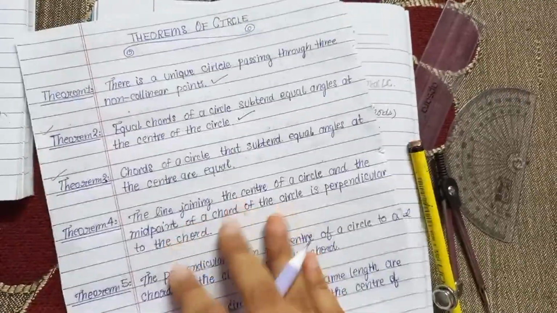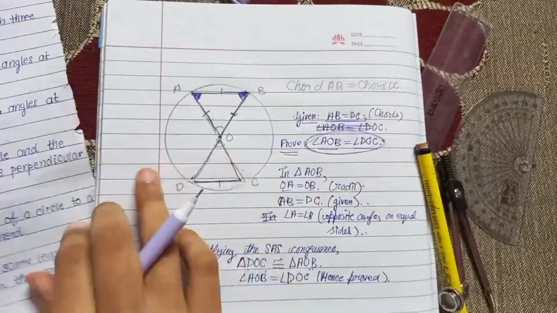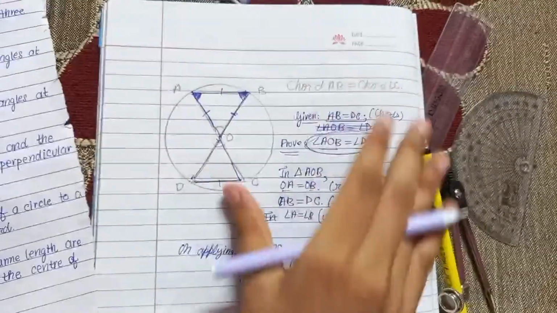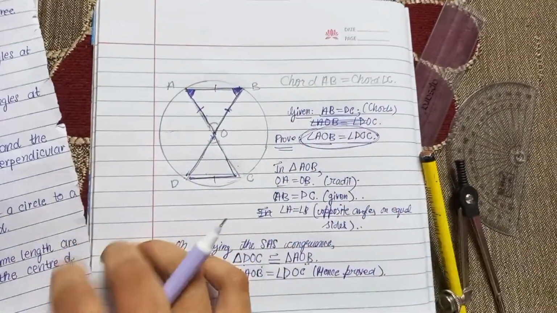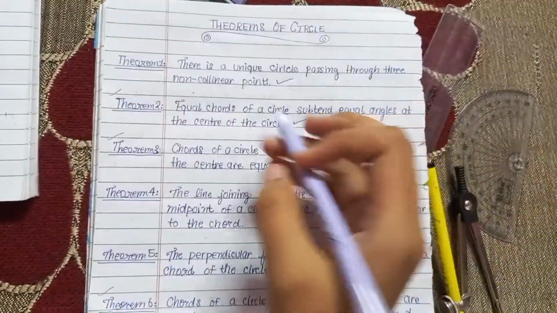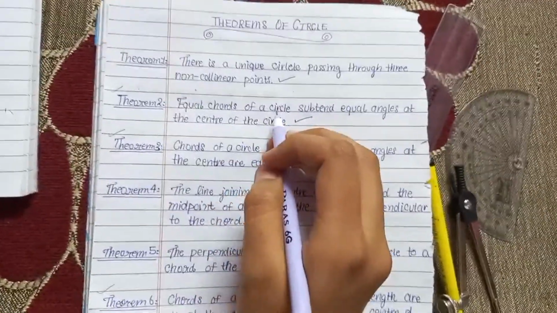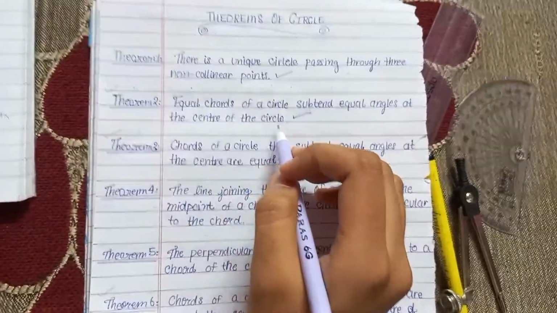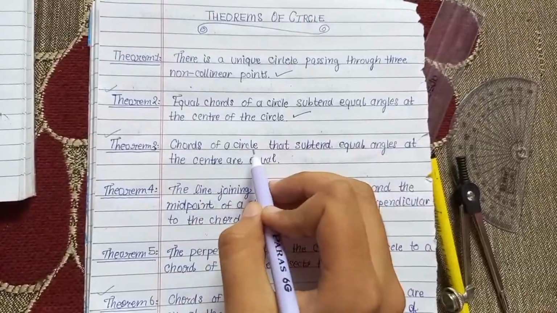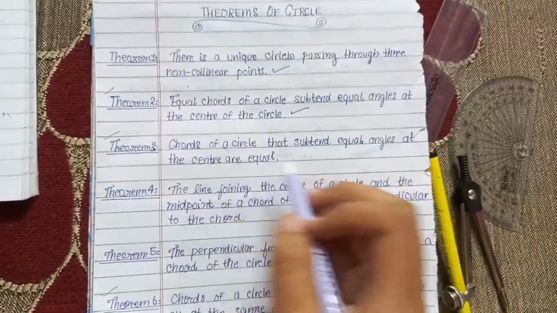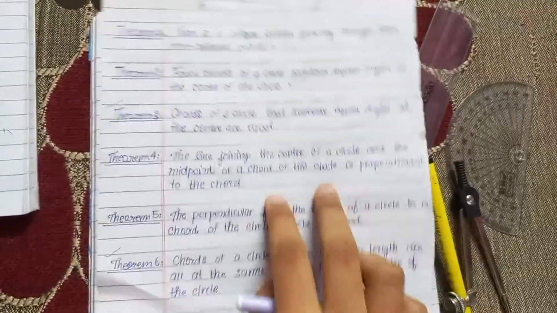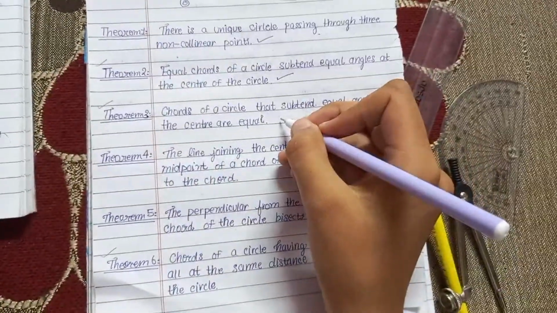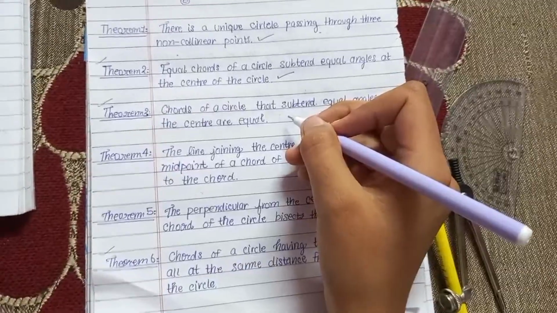To prove this theorem, it is the same procedure that I have just shown you in this part. It is the same theorem. The only difference is that the lines are twisted. Here it is written equal chords of a circle subtend equal angles at the center, and here it is written chords of a circle that subtend equal angles at the center are equal. So the procedure is the same because the meaning is the same. I had also proved this theorem in my previous live session.